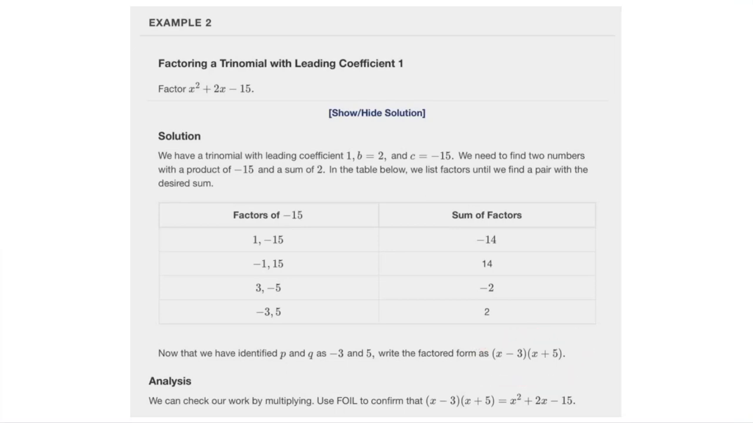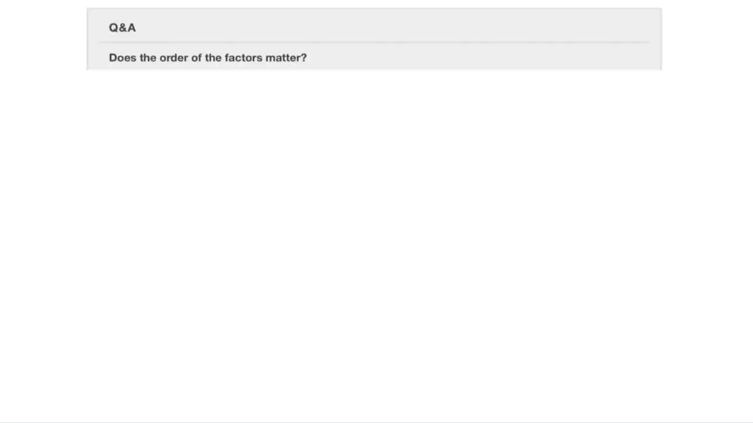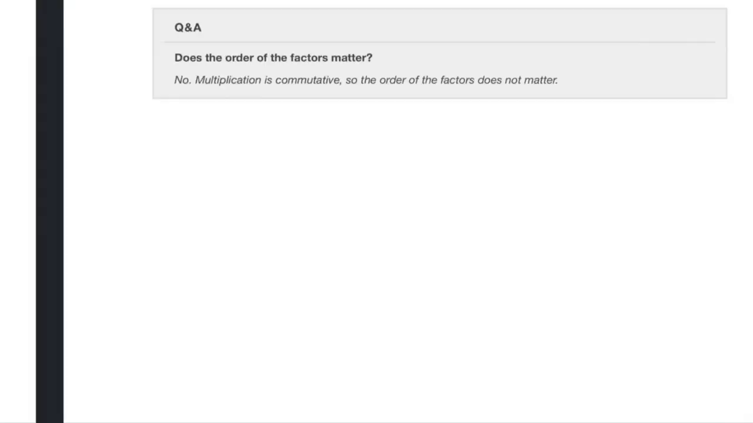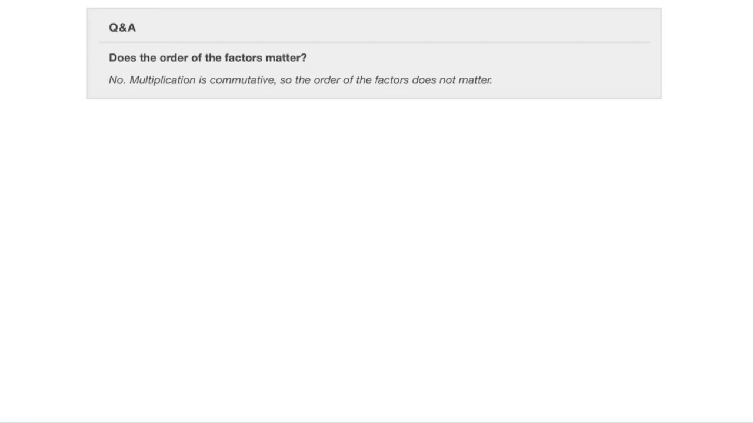Okay, let's keep going. Just right at 15 minutes, and we got just about 15 slides remaining. Does the order of the factors matter? Right? For instance, is 2 times 3, is that the same as 3 times 2? Yeah, right? So similar to that, does the order matter? We would say no, because of the commutative property of multiplication, right? So does the order matter? No, multiplication is commutative, so the order of the factors does not matter.